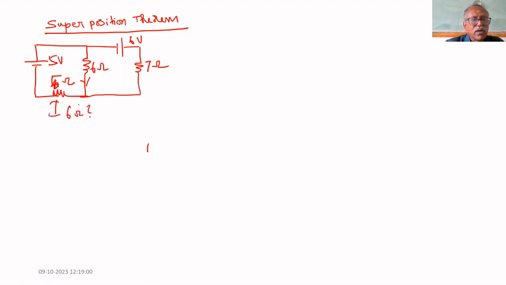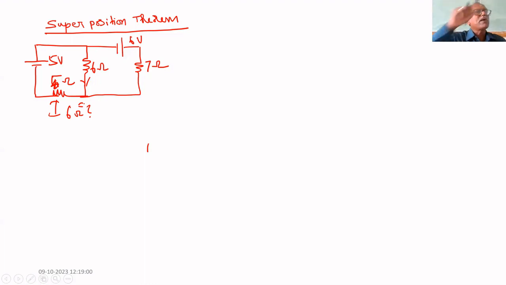I 6 ohm equal to what? The superposition theorem states that in a linear network containing more than one independent energy source, the overall response in any branch is equal to the sum of responses due to each independent source acting one at a time, with all other ideal independent sources set equal to 0.